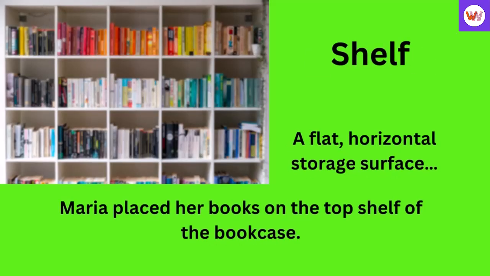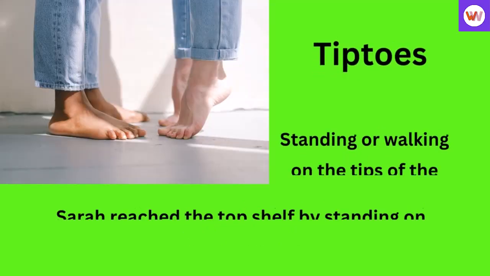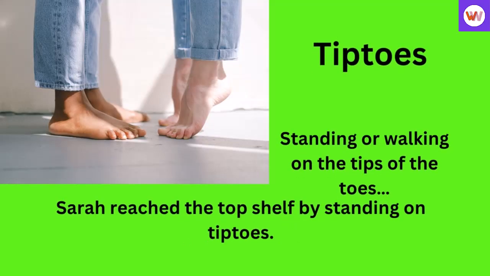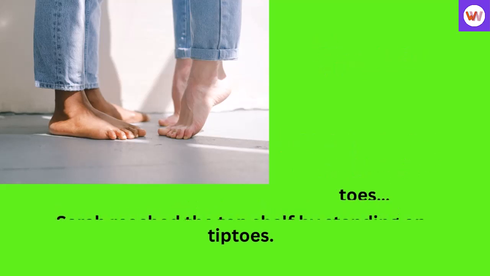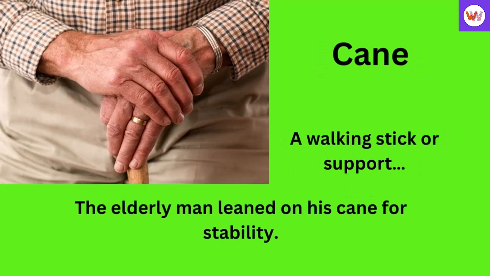Shelf. A flat, horizontal storage surface. Maria placed her books on the top shelf of the bookcase. Tiptoes. Standing or walking on the tips of the toes. Sarah reached the top shelf by standing on tiptoes. Cane. A walking stick or support. The elderly man leaned on his cane for stability.